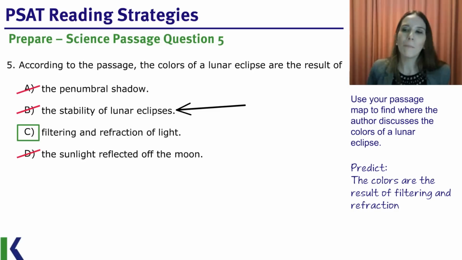Remember, we want to go back and utilize the text as it states. With this one here, we see that verb it creates, a very clear cause and effect in the text. It is the light of filtering and refraction that creates the colors. And that matches right up with answer choice C.